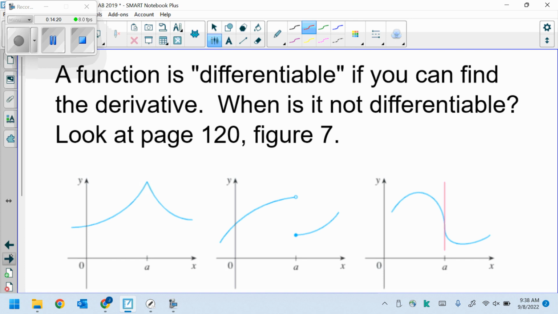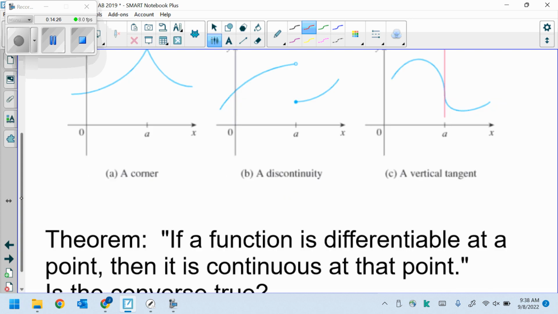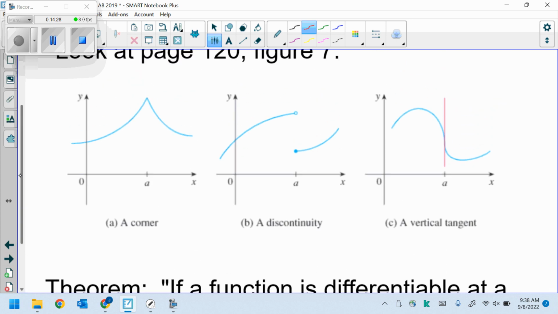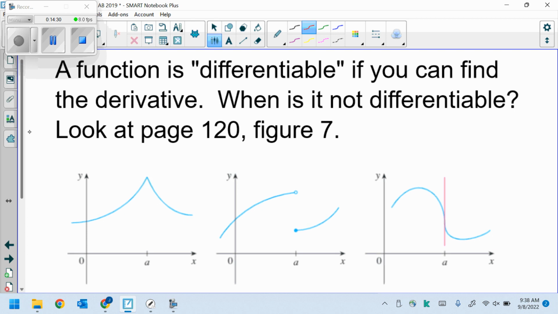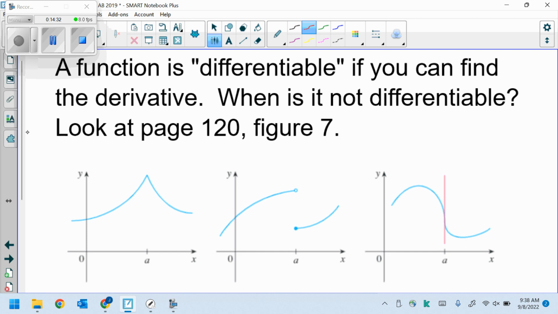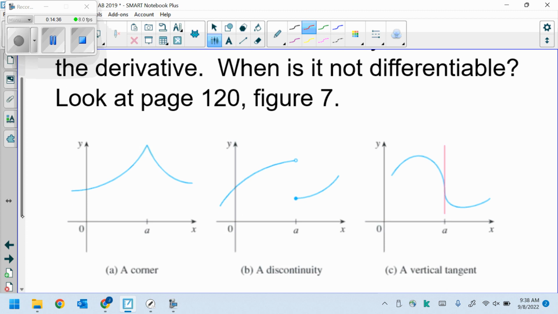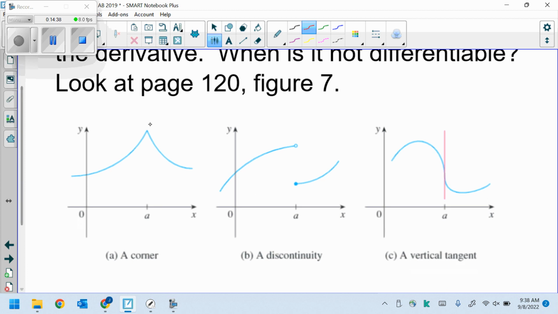Now, a function is differentiable if you can find the derivative. And as we've just said, if we look at page 120, figure 7, where are we not differentiable? Well, we're not differentiable whenever we have a corner. You need to know that anytime you see a corner, you're not differentiable.